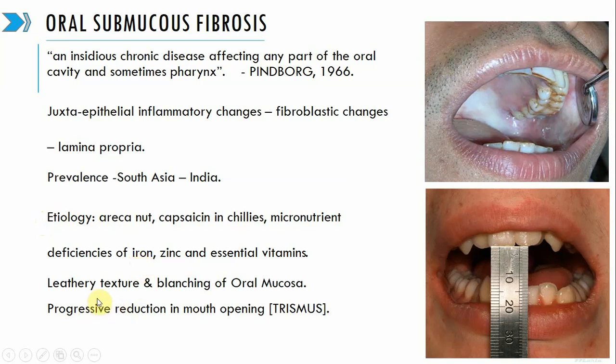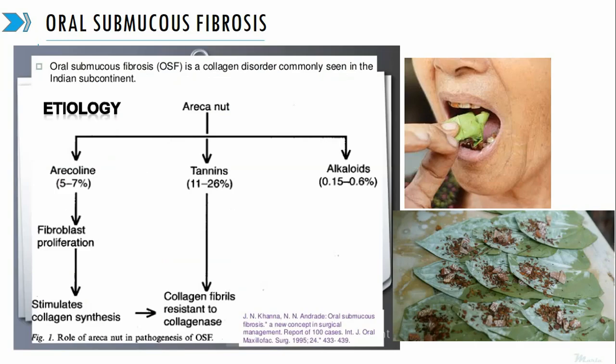The lesion presents as a leathery texture and also reveals blanching of the oral mucosa. However, the most significant clinical symptom or chief complaint given by a patient includes progressive reduction in mouth opening. This can also be referred to as trismus. So coming to the pathogenesis of oral submucous fibrosis. OSMF is a collagen disorder where there is increased fibrosis within the lamina propria.